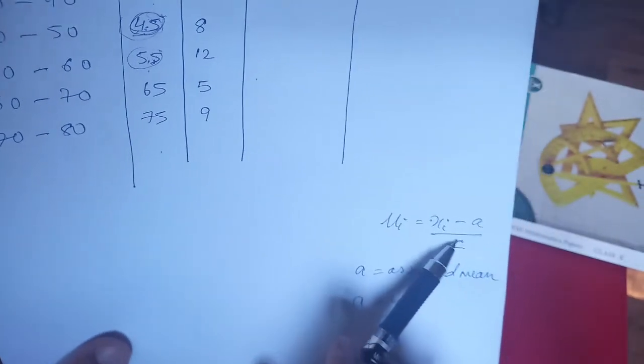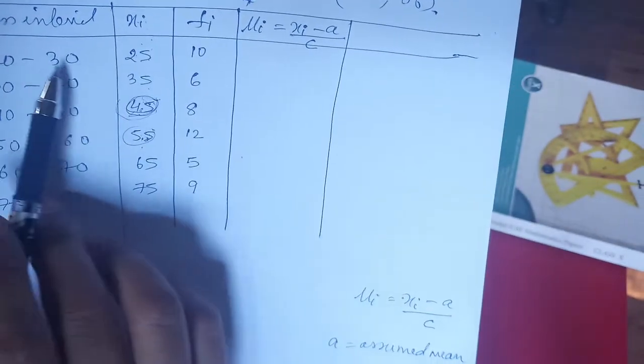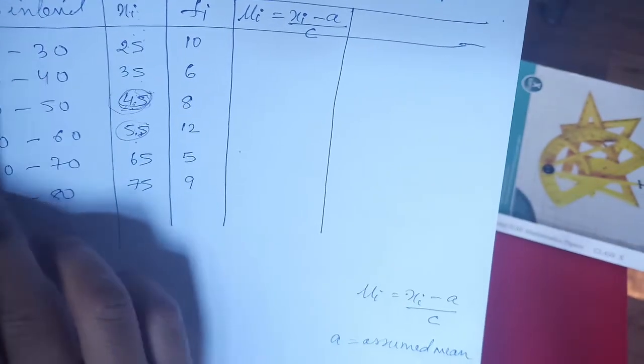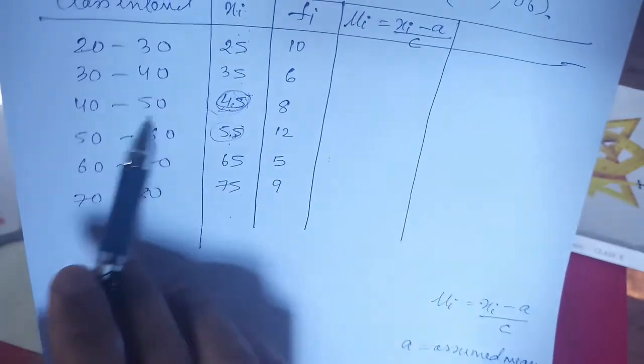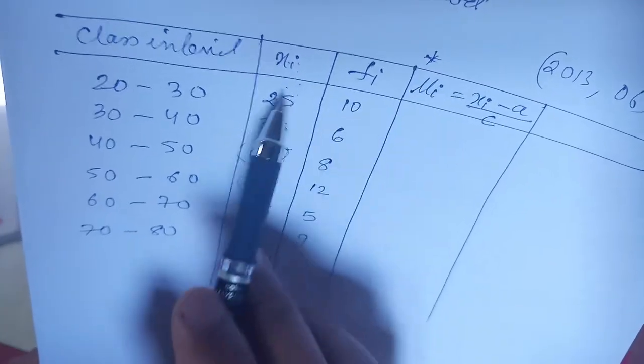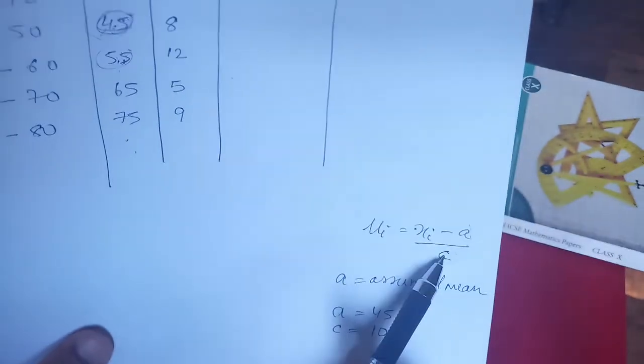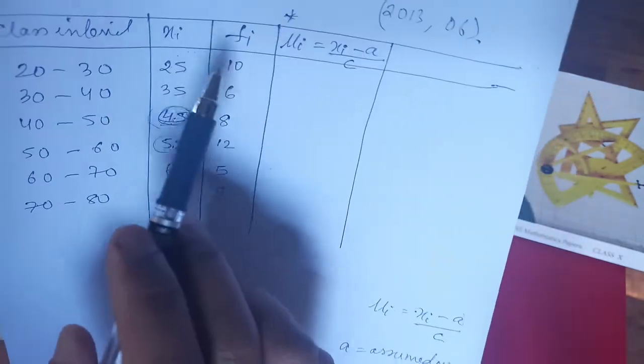Now what is c? c is called the width of the class or the class size. So what is the class size? You see here 30 minus 20, 10. All the class sizes are the same, so the value of c will be 10. Did you understand? This is your xi. a is the assumed mean, which is taken from here, only one value, and what is c? It is the class size or the width of the class.